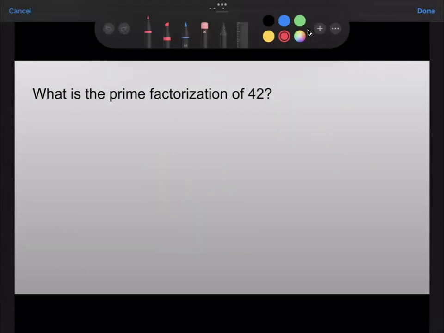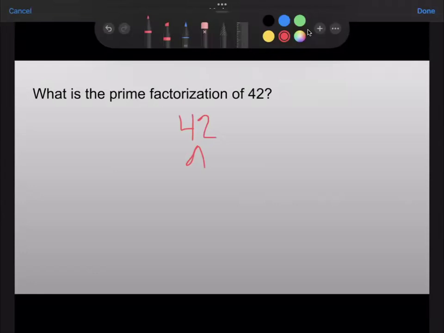Okay, here's our next practice problem. What is the prime factorization of 42? Okay, so let's write 42 here. Now, there's a couple different factors I can think of for 42. There's 1 times 42, which doesn't help us because it doesn't help us break it down anymore. There's also 2 times 21 because it is an even number, so we know 2 is a factor. There's also 6 times 7.